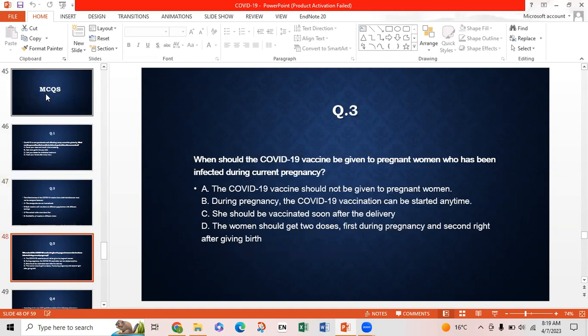Third MCQ: when should the COVID-19 vaccine be given to pregnant women who have been infected during the current COVID-19 pregnancy? Option A, COVID-19 vaccine should not be given to pregnant women. B, during pregnancy COVID-19 vaccine can be started anytime. C, she should be vaccinated soon after delivery. And D, women should get 2 doses, first during pregnancy and the second right after pregnancy. C, yes, C is the right one. She should be vaccinated soon after delivery.